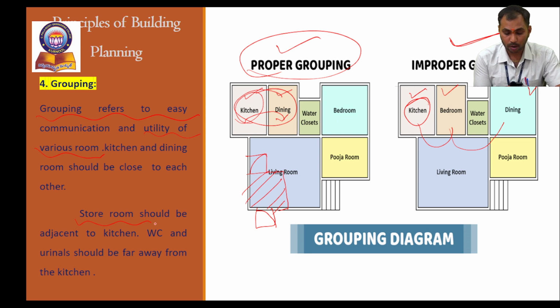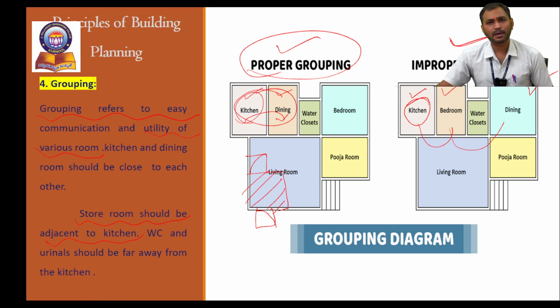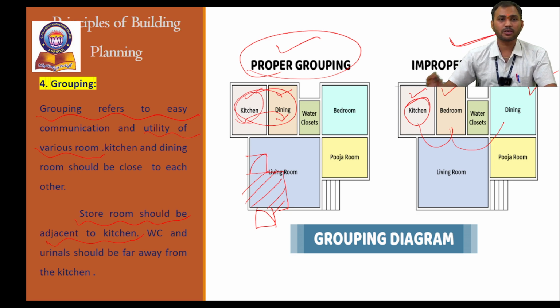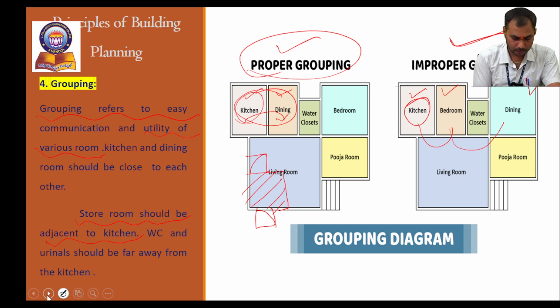The storeroom also should be adjacent to the kitchen room. What is the purpose of a storeroom? If we are getting a larger number of items, there is very little space to keep them. So that's why we prefer the storeroom, which is attached to the kitchen room. So grouping is also one of the main important principles.